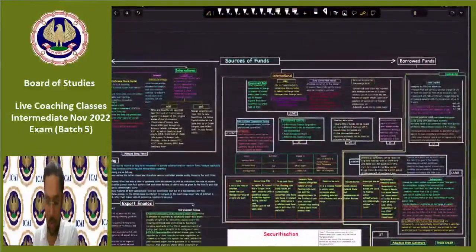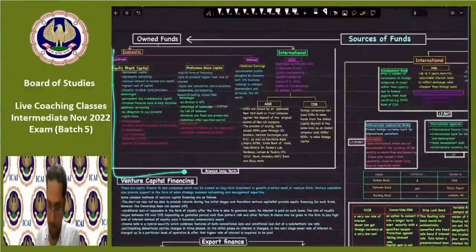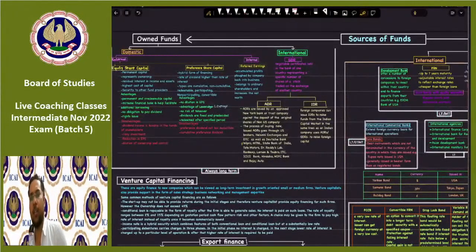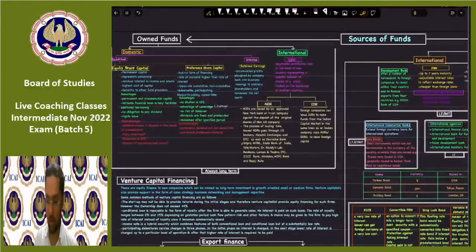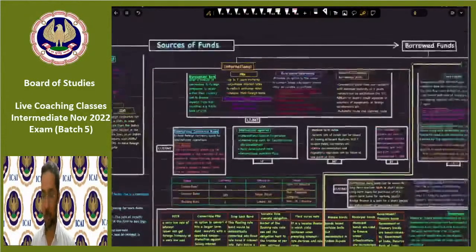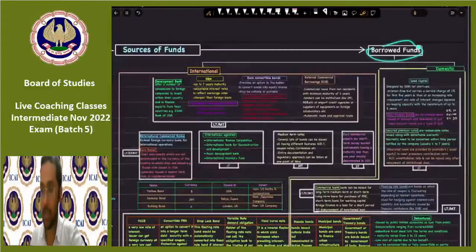Now, one more thing I wanted to highlight about this chart is that I have enclosed some of them and put them into long term, short term or medium term, so that it may help you in understanding the tenure of each of these investments. Whatever is owned funds, those are always long term. The long term and short term discussion comes only in case of borrowed funds.